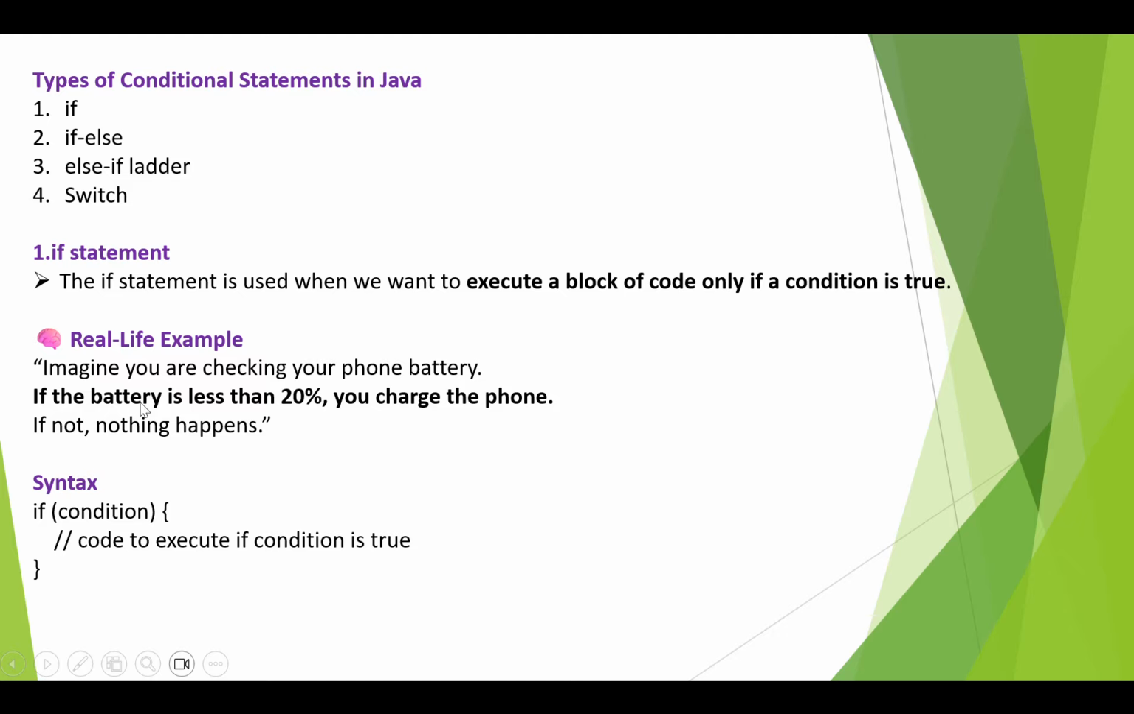So here our condition is like we are checking if battery is less than 20%. Is this true? Like I'm having currently 16% of battery in my phone. So condition is being true here. Then I'll go inside this block and I'll execute whatever code we have written here. So this is the simple form of if statement. We can make use of this if statement in scenarios where we are trying to execute some code only if a condition is true.